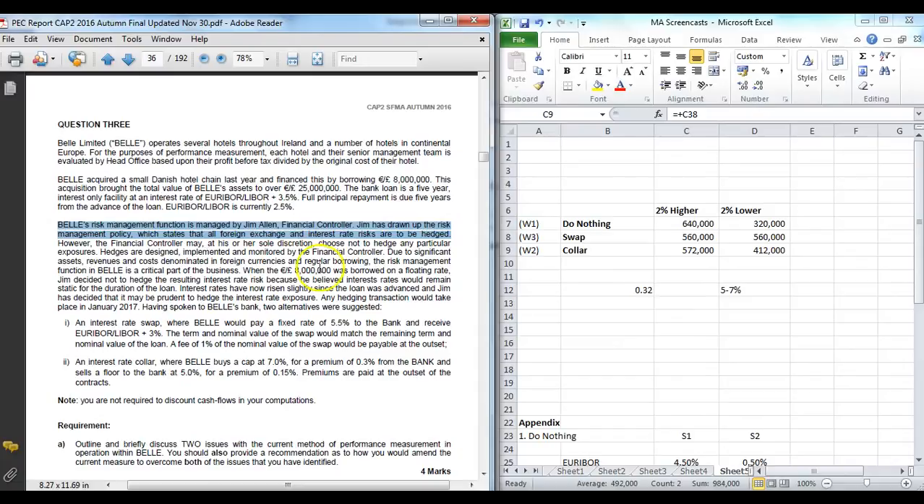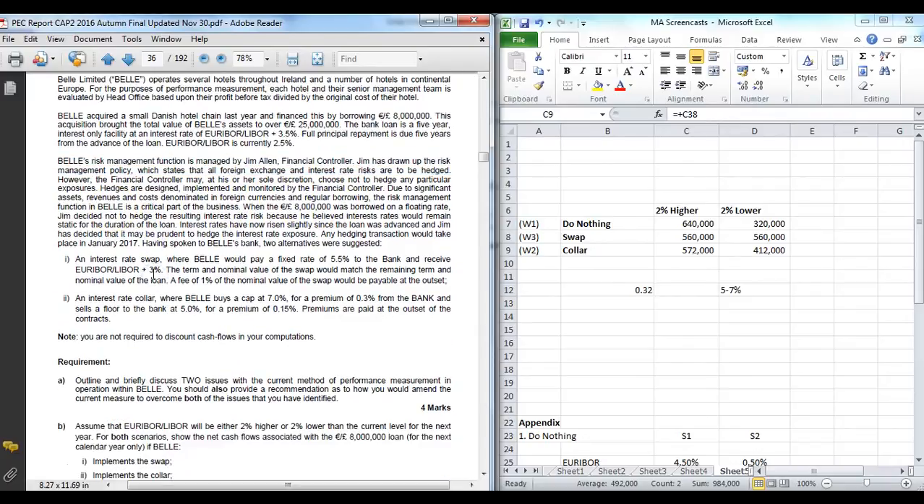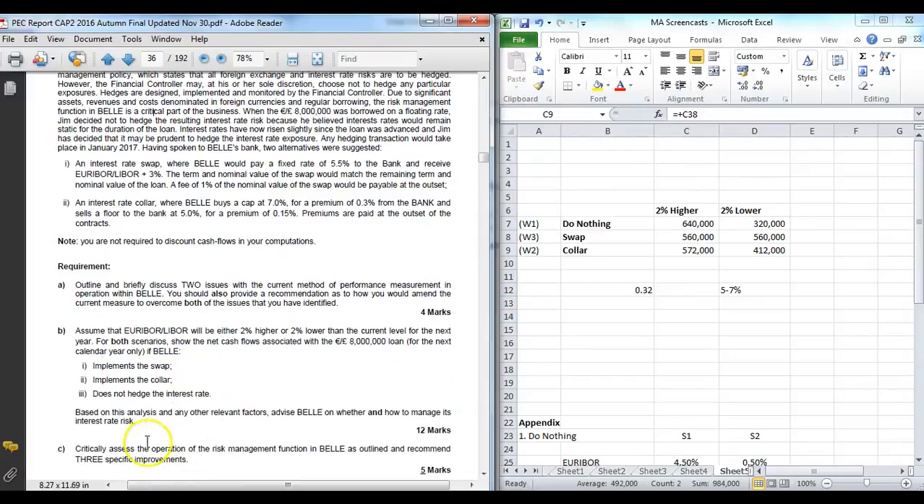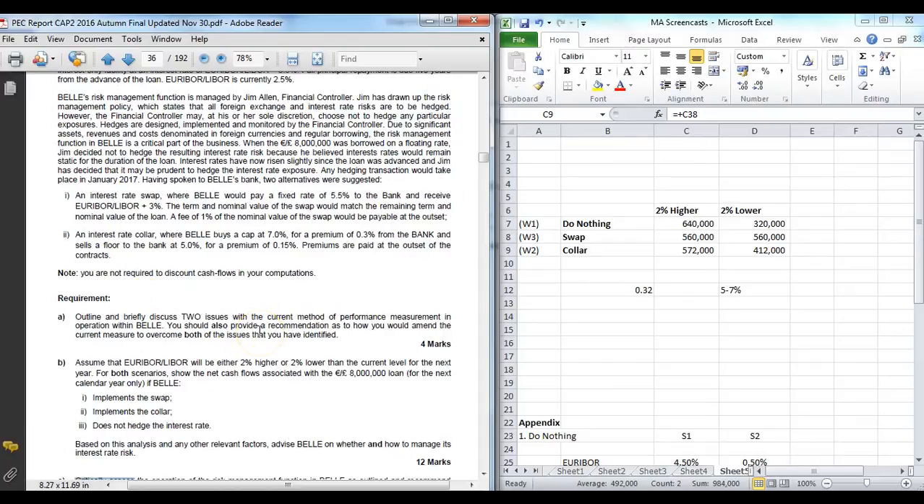So the key point is here, when you're told there are significant assets, revenues and costs denominated in foreign currencies, the risk management function is a critical part of the business. So overall, critically assessed means look at the positives and negatives. Well, first, in terms of the positives, they do have a risk management policy, and they do recognize that it's a critical part of their business. So a lot of companies wouldn't even recognize that. So that is a first step that is positive.